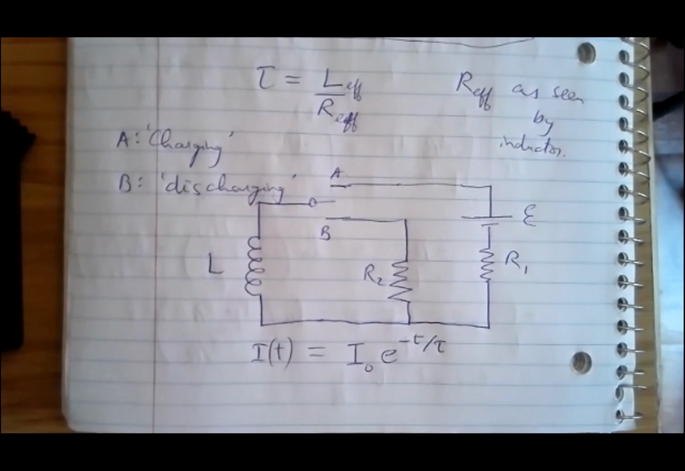Questions? So is the tau going to change because it sees different resistances? Yep. Or no? The charging time constant will be different from the discharging time constant in this case. Yeah. Are there different resistors? Yeah.